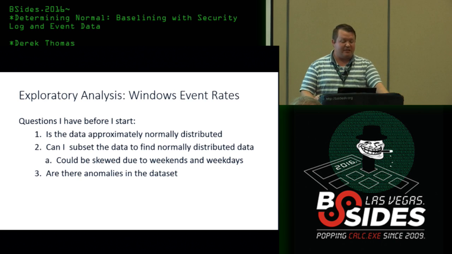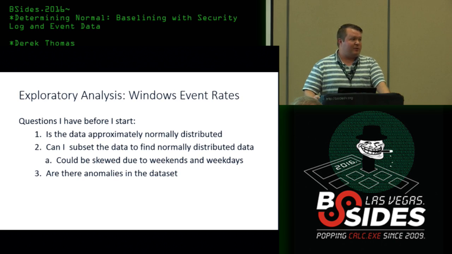So before you start, you always ask some questions. Especially for these baselines, you're going to be asking, is this data approximately normal? That's going to be the big one for developing statistically relevant thresholds. You can always just calculate standard deviations and add and subtract them, but it may not be statistically relevant, as we'll talk about. So if the data is not normal, can you make it normal?